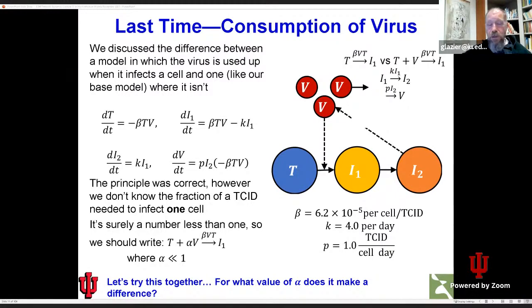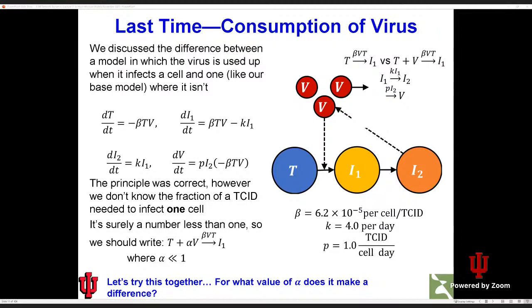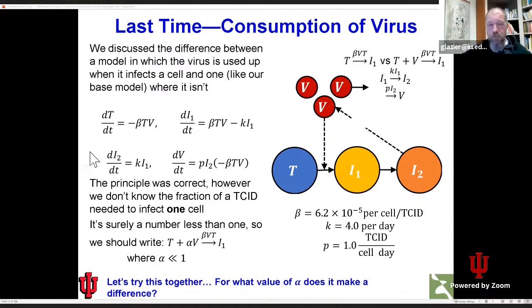Ali, is that working for you now, or do you need help on that? Yeah, I think I'm all right for now. So it's running? Okay. Did anybody try out this little extension where you say T plus V goes to I1? And if so, what did they find? Anybody want to share what they got?